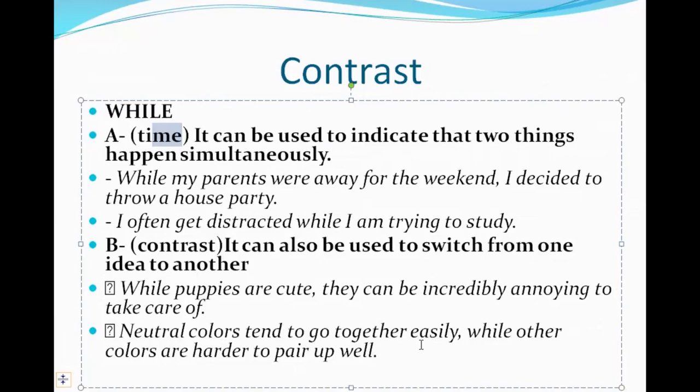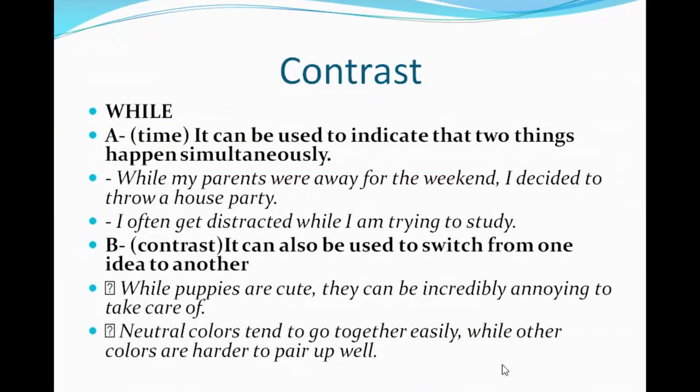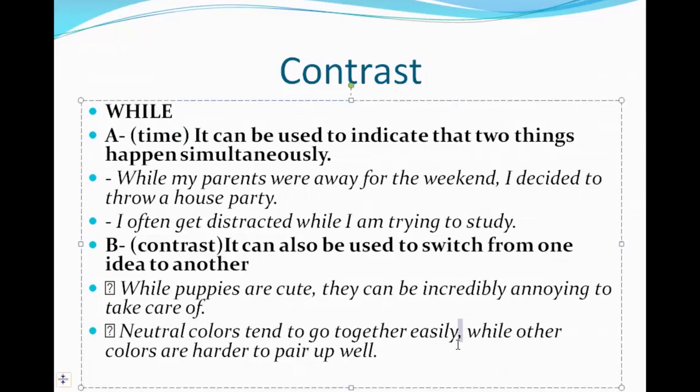Pay attention to the fact that if you use while to talk about two things happening at the same time, you don't use a comma if it comes in the middle. But if you use while to talk about two contrasting ideas and you use it in the middle, you do use a comma. And while is the only subordinator that requires the use of a comma in the middle of the sentence like that. As we said before, if you have a subordinator and you use it in the middle of the sentence, you don't use a comma. But the only exception to this rule is the word while, which requires the use of a comma only if it means two contrasting ideas.